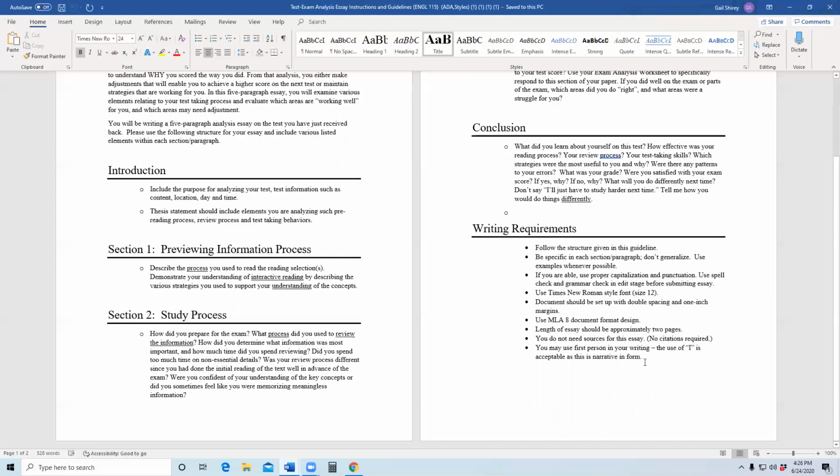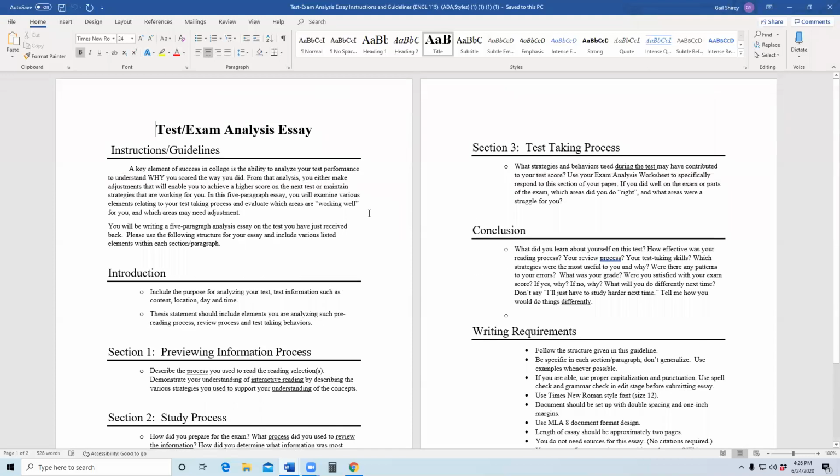You are allowed to use first person. This is a narrative, so you're fine with that. And the length of the essay will probably end up being approximately 2 pages. You do not need any citations or sources for this essay. You can just simply write it from your own base knowledge.